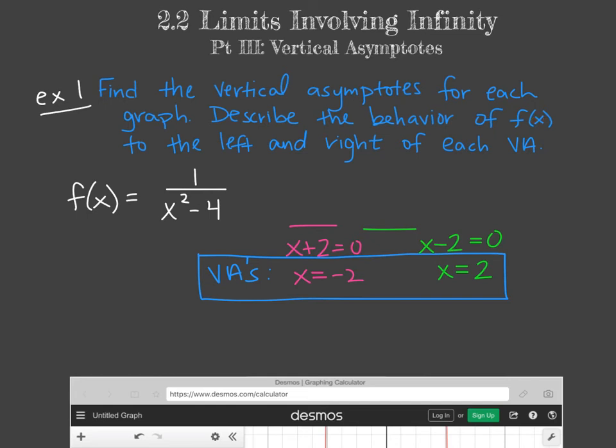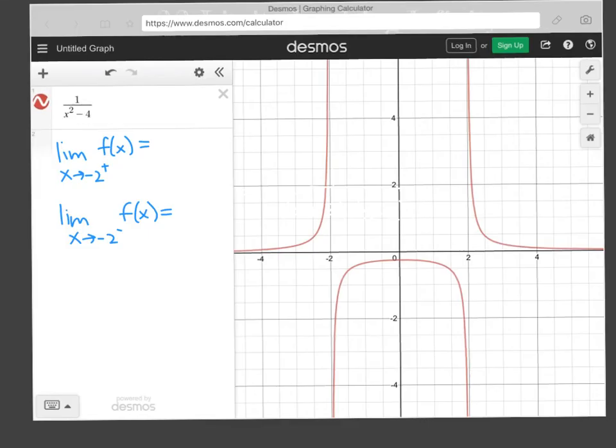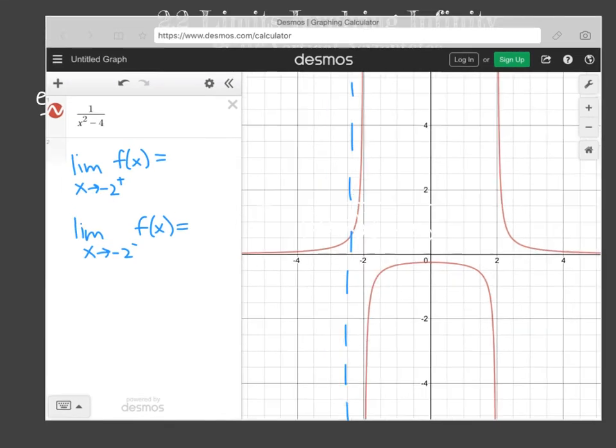Now let's describe the behavior to the left and the right of each one of those. This is best done by just looking at your graph. Let's first take a look at the vertical asymptote x equals negative 2, which is this vertical line. As we approach negative 2 from the right, our graph approaches negative infinity, and as we approach negative 2 from the left, our graph approaches positive infinity. So we would write and describe the behavior just like this.